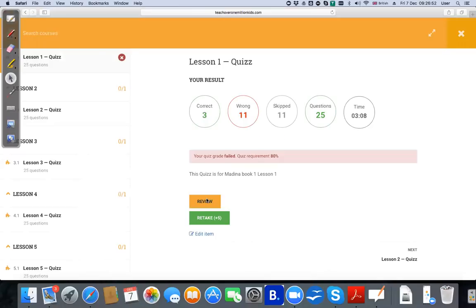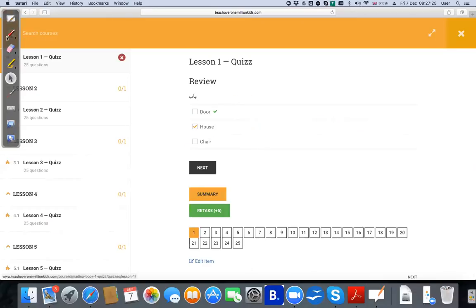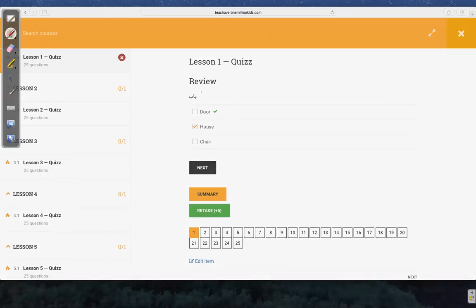For the results, they say you have only 3 correct and 11 wrong. That means we did only 14, and we skipped 11. And they say your quiz grade has failed. You need 80% to succeed in a quiz, which means you have to get 20 right questions. We can review, and they will give us the answers in the review. For example, the first one, Babun. What is babun? Babun means a door. They give you the correct answer here, they tick it for you. This is wrong, they tick here for door, meaning this is not a good answer, okay?